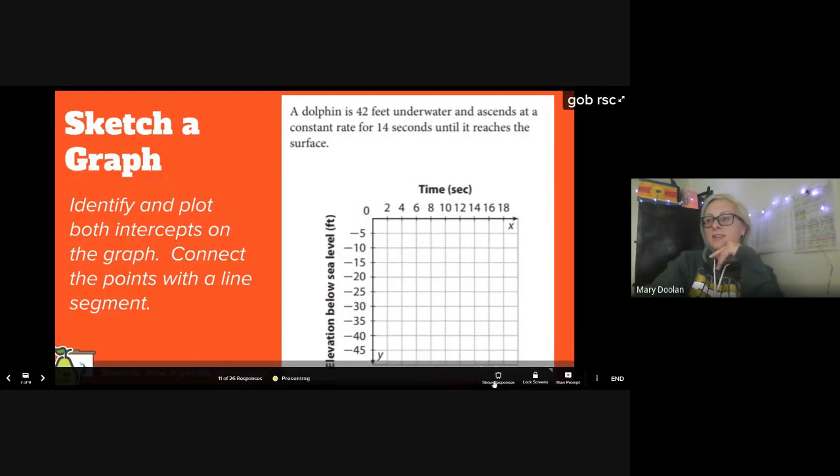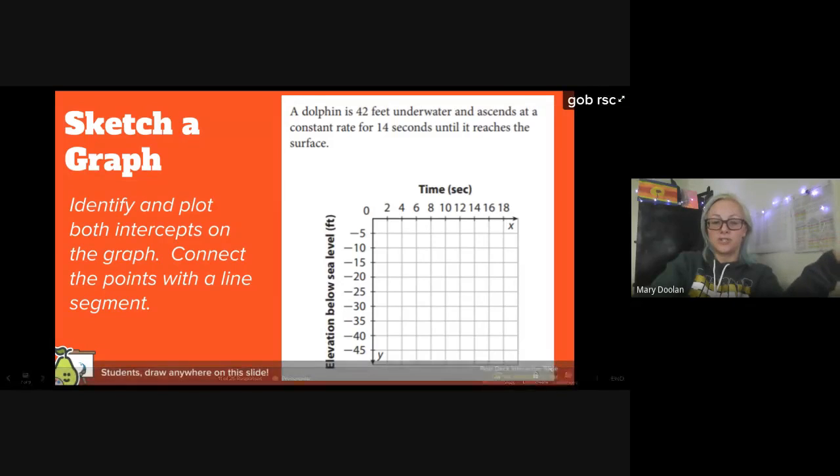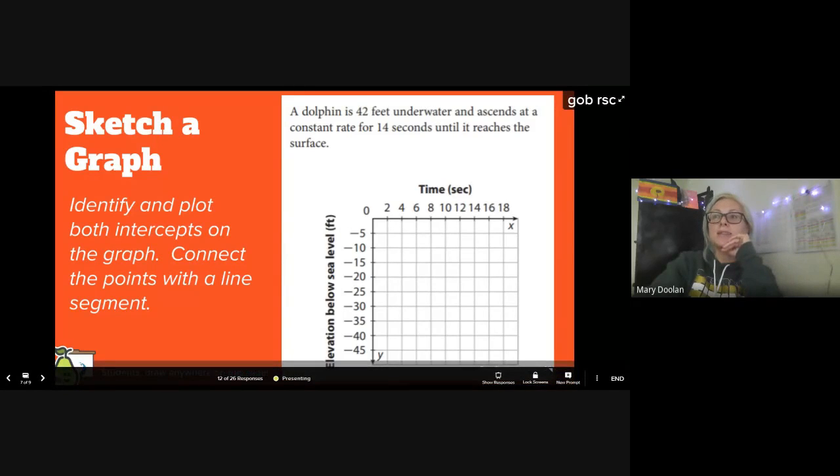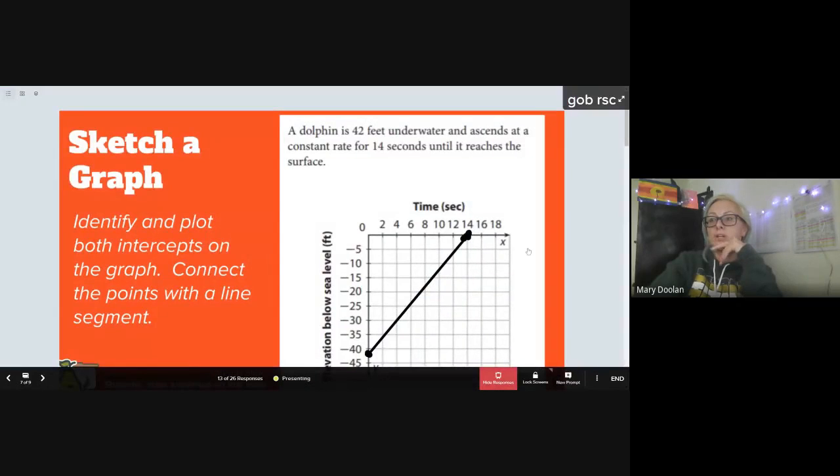And sketching the graph here, a dolphin is 42 feet underwater, ascends at a constant rate for 14 seconds until it reaches the surface. So we don't know the rate, but from this we know the intercepts. We know that at a starting time of 0, he is 42 feet underwater. And then he's ascending as time moves on until 14 seconds is reached and he's at the surface. So the two intercepts are represented by, go ahead and show some work here.